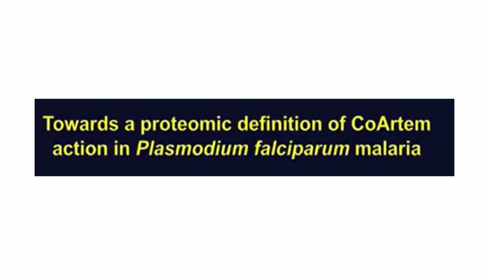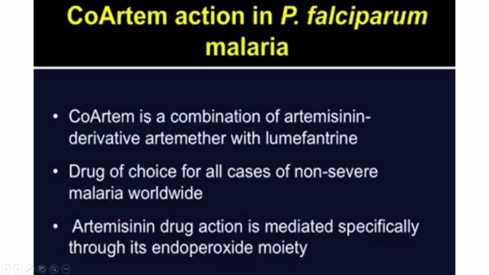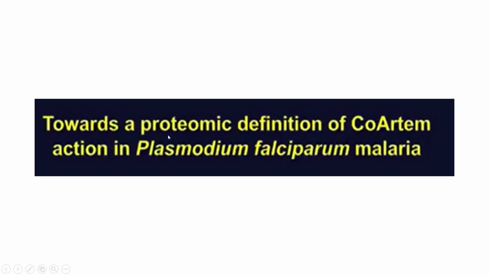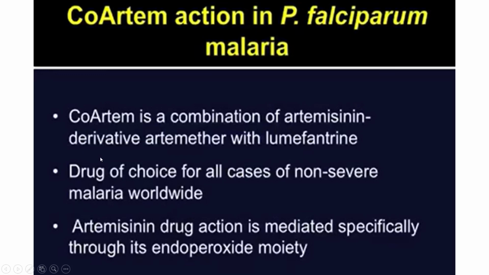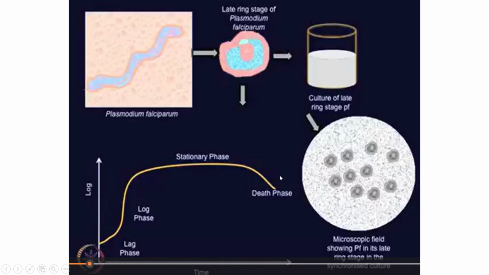So here is one more case study, the definition of coartem action in Plasmodium falciparum. So this is a drug basically. So what is Coartem? It is a combination of artemisinin derivative artemether with lumefantrine. So these are two specific drugs which are given for the specific treatment of Plasmodium falciparum malaria. It is the drug of choice for all cases of non-severe malaria worldwide. This is the drug which is generally given. And how does it act? Its drug action is mediated specifically through its endoperoxide moiety.